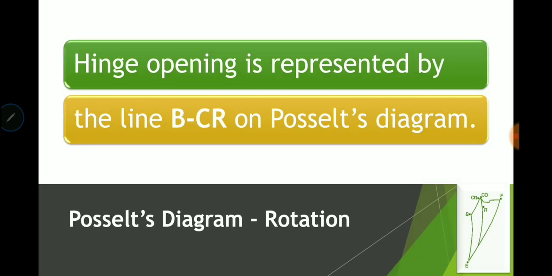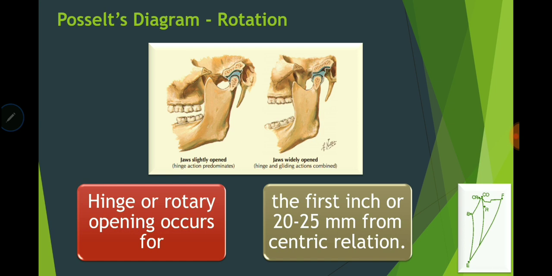So a hinge opening is represented by the line from CR to B on a posterior triangle. As you can see from CR to B here, that's the hinge opening, the initial phase of opening. Still on the rotation, which is hinge, you have about the first 20 to 25 millimeters from centric relation opening. That's hinge opening, which is this one here.